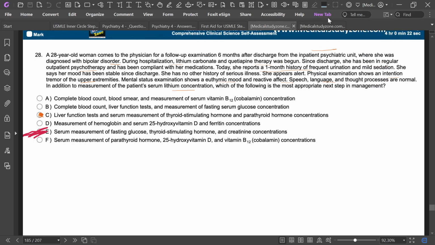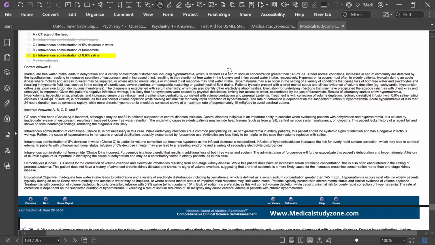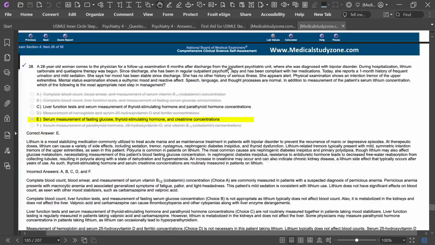So it's serum measurement of fasting glucose, thyroid hormone, creatinine concentration. Lithium is a mood stabilizing medication commonly utilized to treat acute mania and as maintenance treatment in patients with bipolar disorder, to prevent the recurrence of manic or depressive episodes.